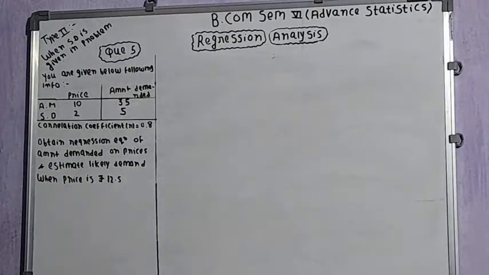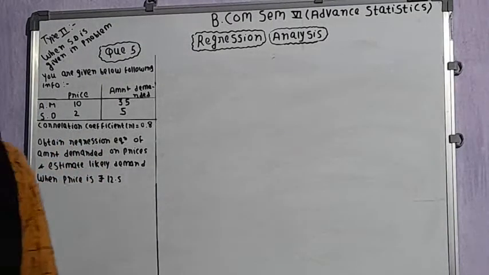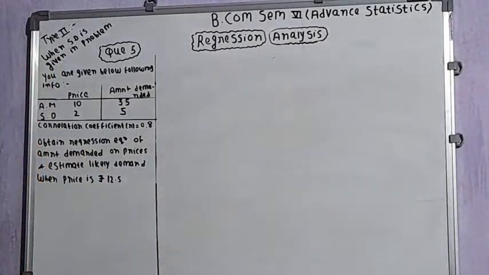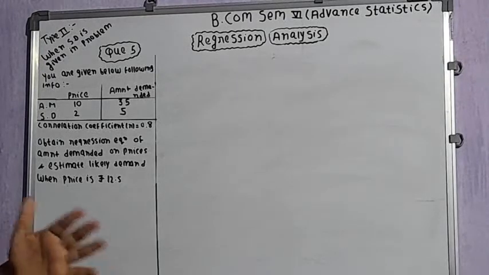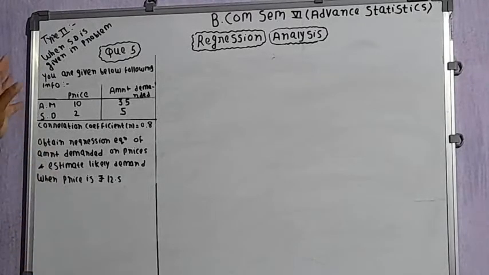So here we are dealing with our second unit, that is regression analysis, and under that we are dealing with the type 2 problem, that how to calculate the regression equation and how to predict the value of one variable when another is given with the help of standard deviation.